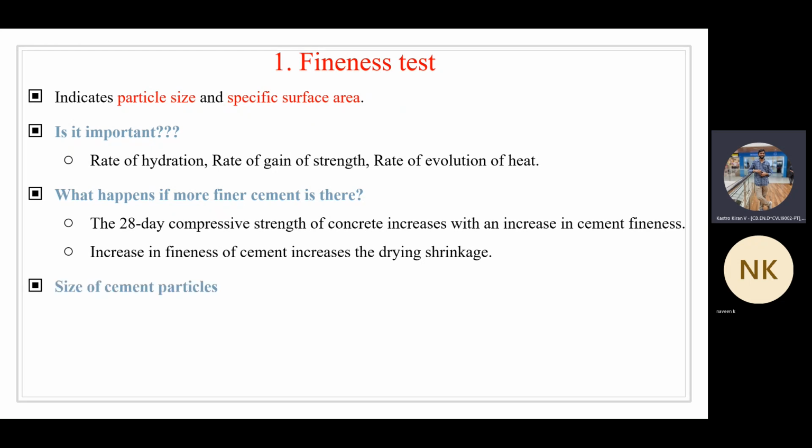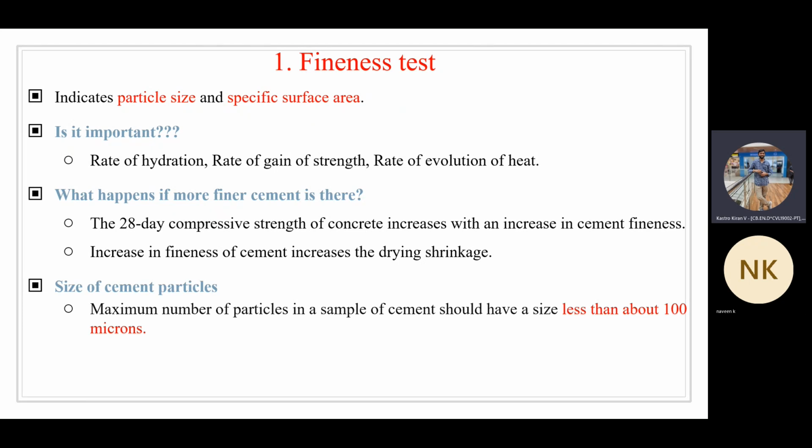Now, what is the usual size of the cement particles? Any cement bag, or the maximum number of particles in a sample of cement, should have a size less than about 100 microns. That's the typical size range. Any cement particle, if you take a sample of cement and do the fineness test of cement, it should have a size less than 90 microns. If the sample is greater than 100 microns or greater than 90 microns, then that type of cement is not advised for construction activities.